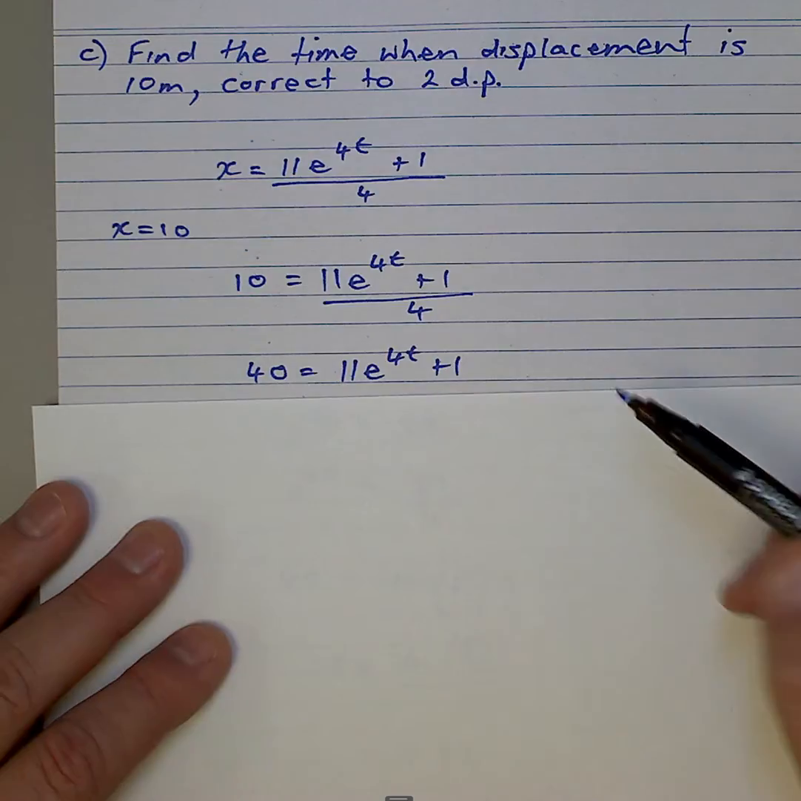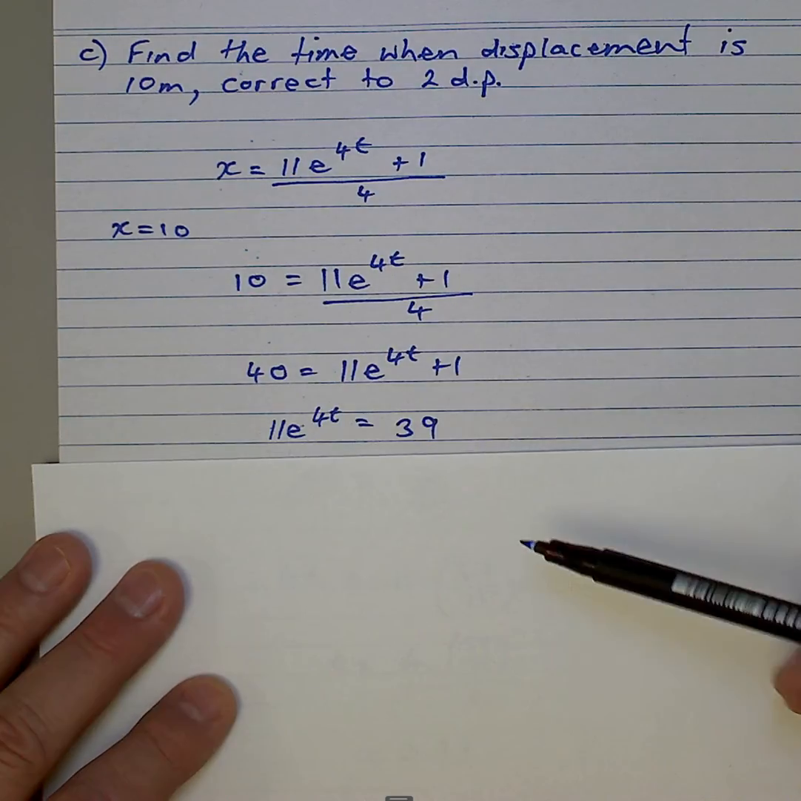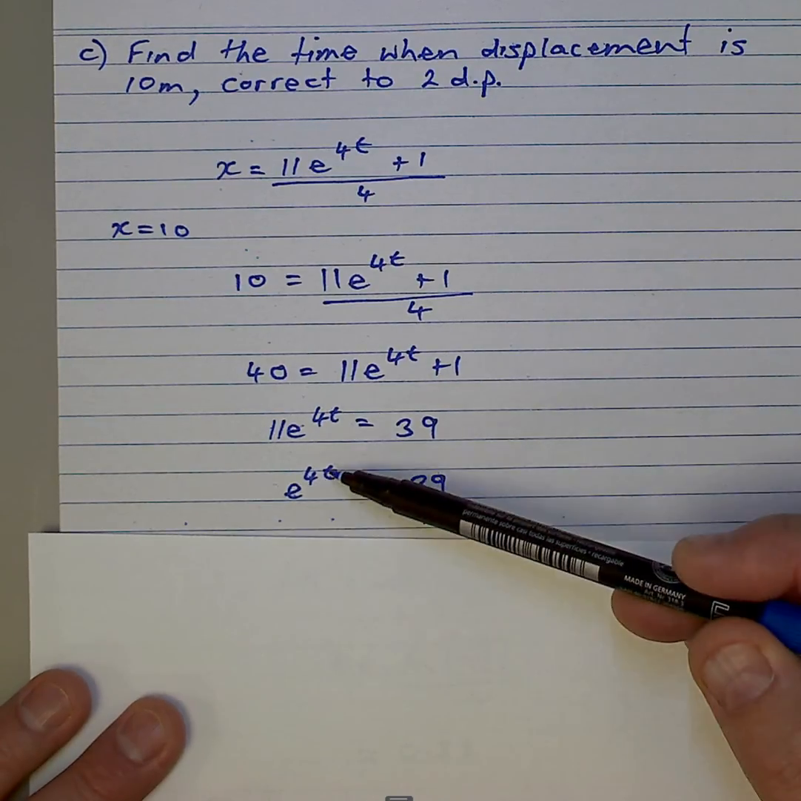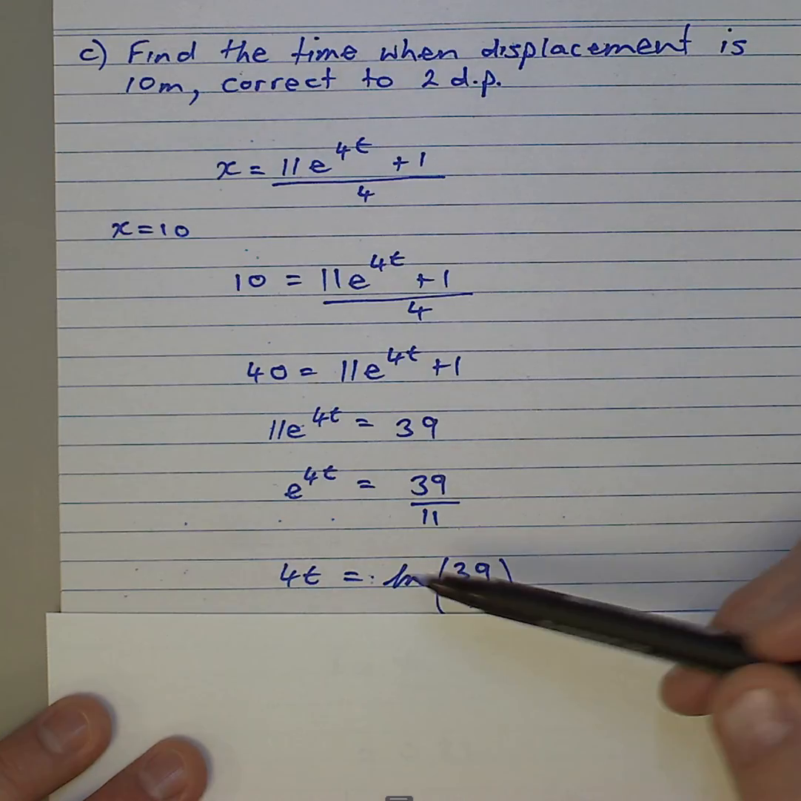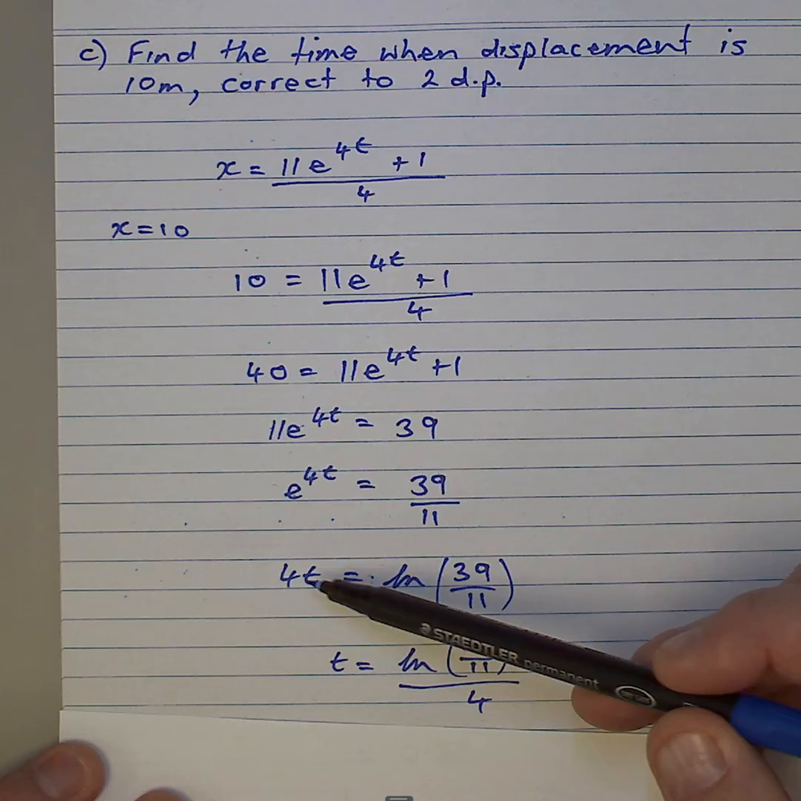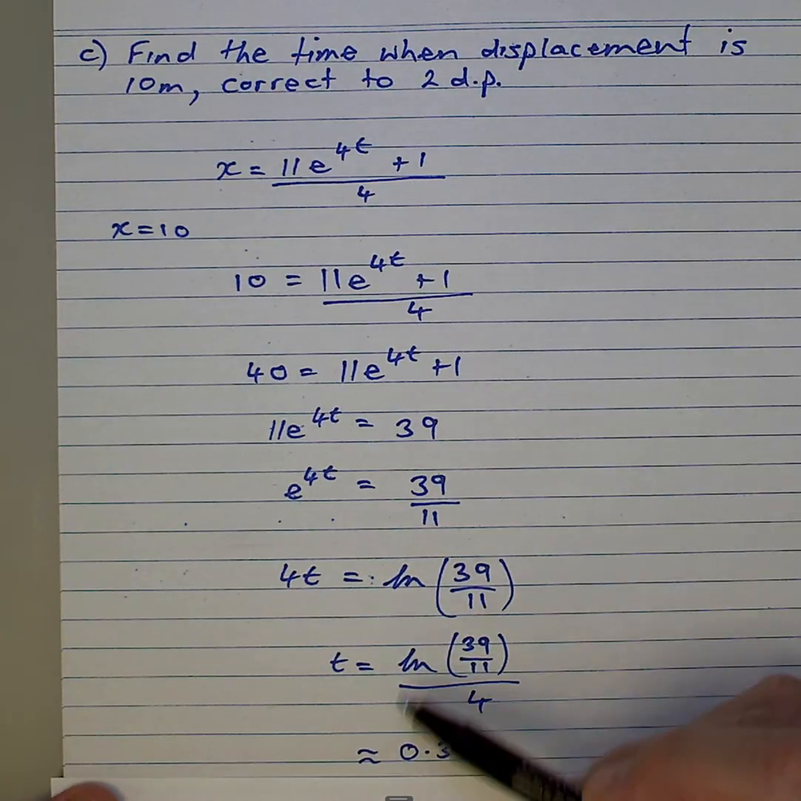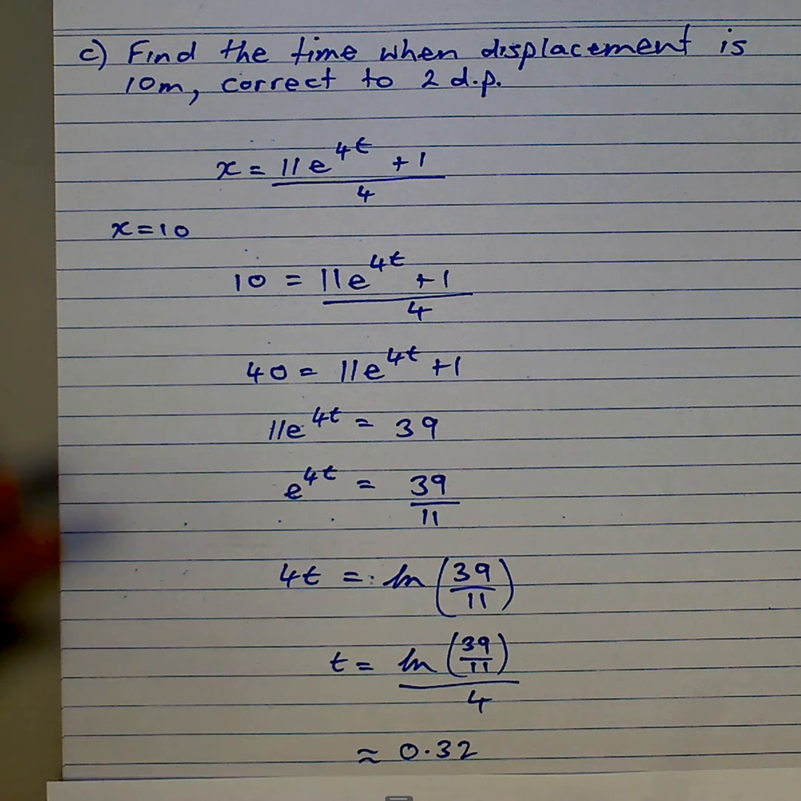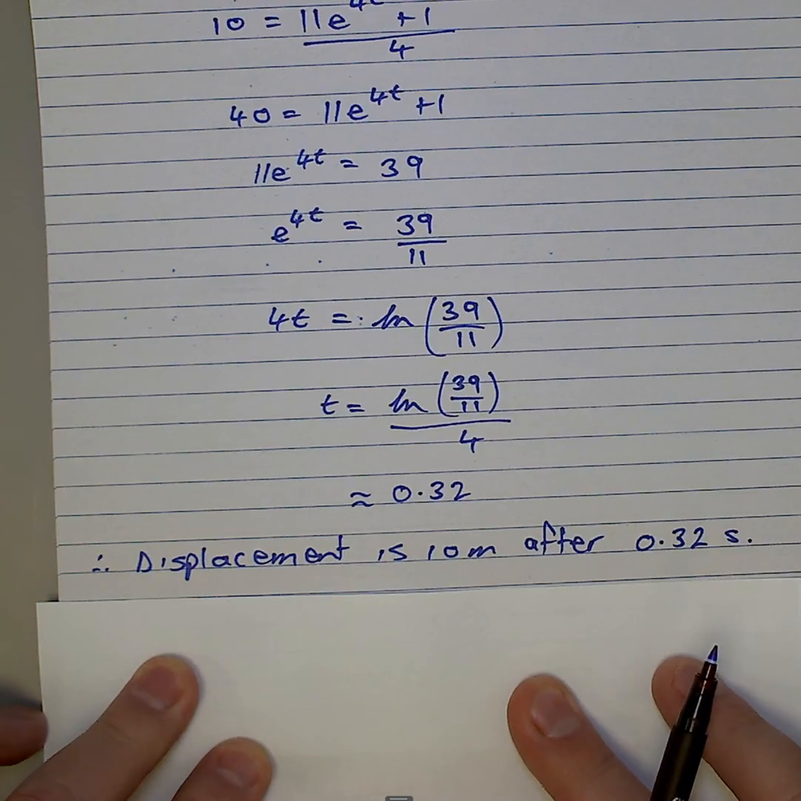Now to do that, multiply both sides by 4 to get this expression. I've just subtracted 1 from both sides to get this here, and then divided by 11, so I've got e to the power of 4t equals 39 over 11. I've taken the natural log of both sides to get 4t equals the natural log of 39 over 11, and therefore on the next line I've divided both sides by 4, and that is an approximation. When I put that into my calculator, I get an approximation of 0.32 to 2 decimal places. And therefore, the displacement is 10 meters after 0.32 seconds.